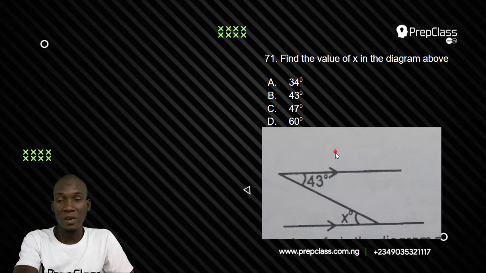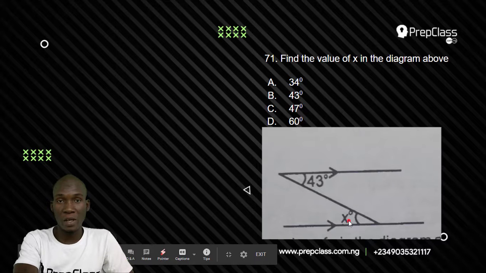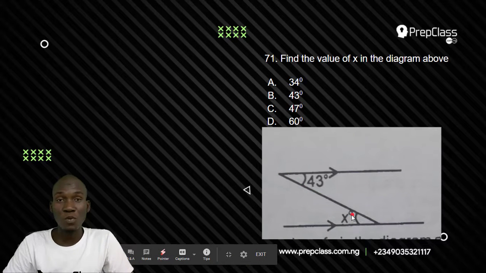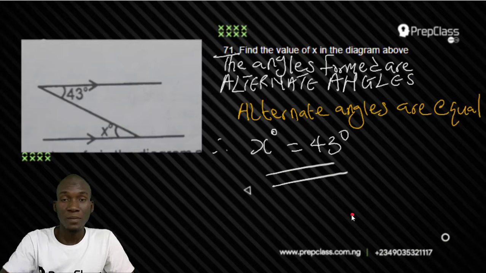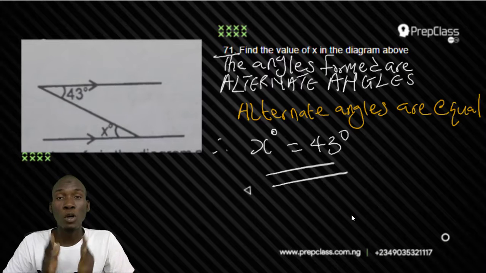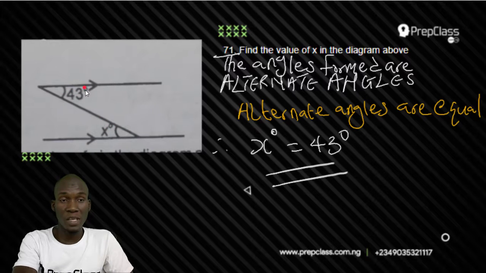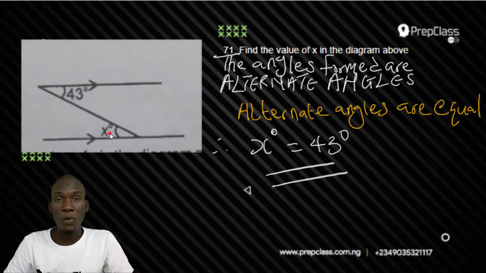Now this is the diagram here. We have to find the value of this angle x. Now how can we solve this? There is a principle we have to apply here. These two lines here are called parallel lines, and there's a line cutting through the parallel lines. So when this happens, what kind of angles are formed? The angles formed are called alternate angles, and alternate angles are equal. So because alternate angles are equal, this angle here is equal to this angle here. So therefore, the value of x is 43 degrees.